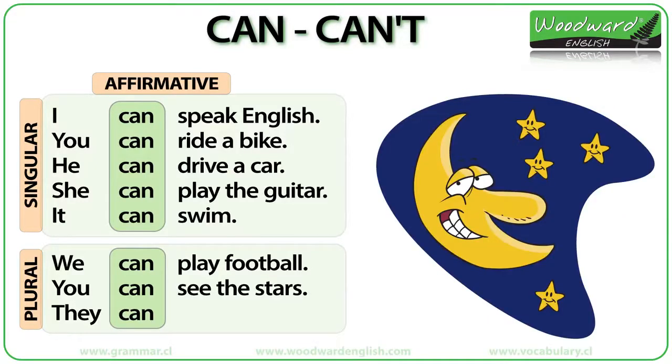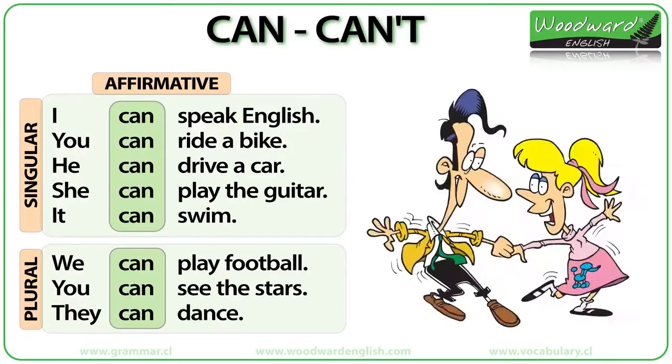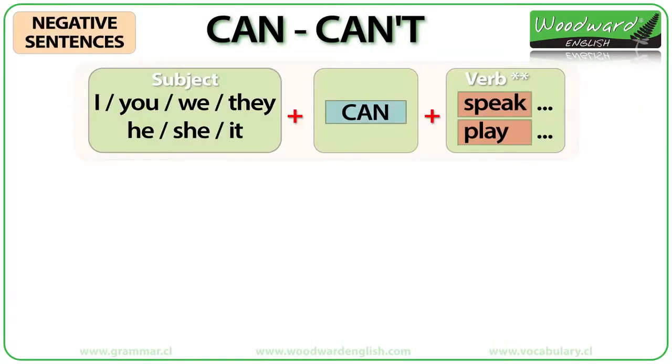You can see the stars at night. They can dance. So, for positive or affirmative sentences in English, we use the subject plus can plus the verb.